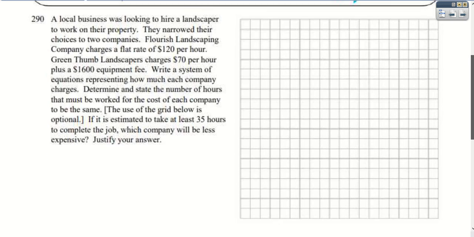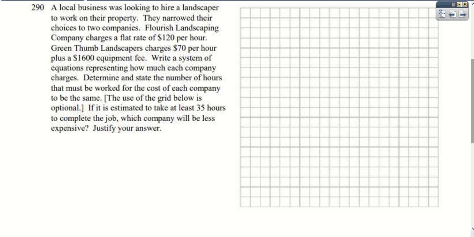All right. A local business was looking to hire a landscaper to work on their property. You guys can read this here.